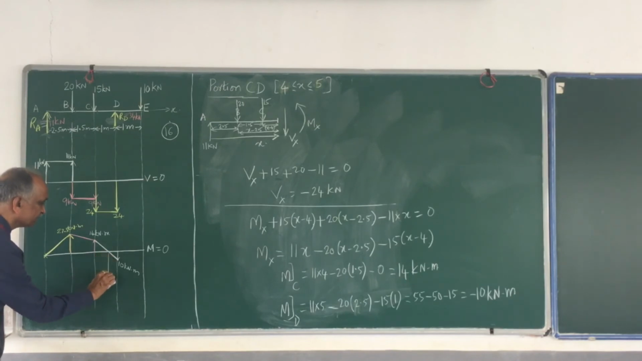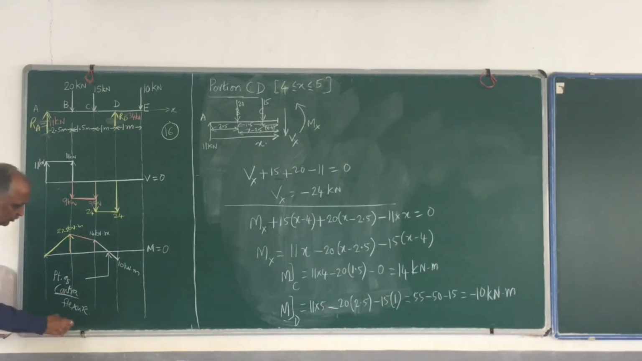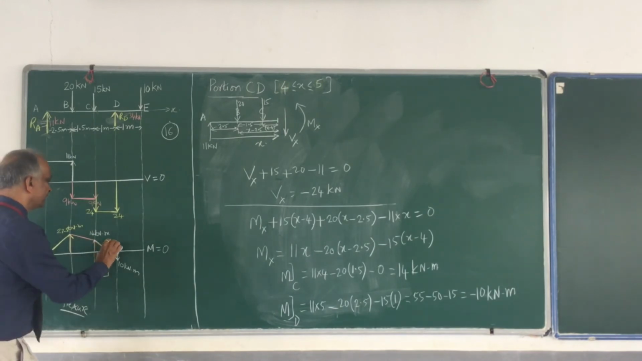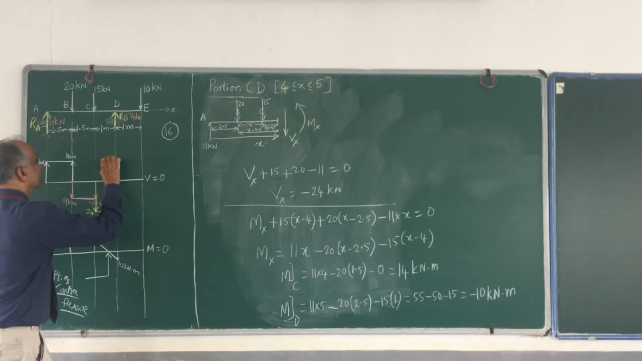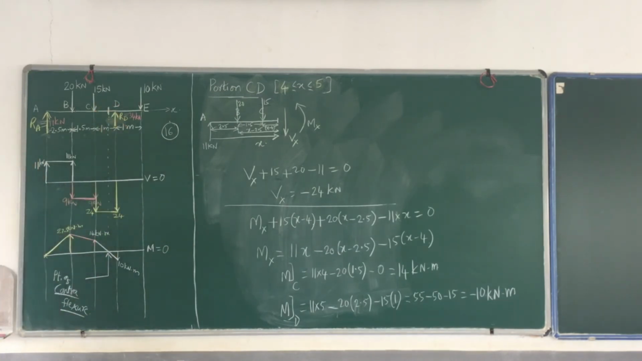And this point is called the point of contraflexure. Please remember, contraflexure. Contra means opposite, flexure means bending moment. The portion which is subjected to different bending moment. Say at this section, please, it is not the bending moment diagram. I have to go back here and here. This portion is what is called the point of contraflexure.